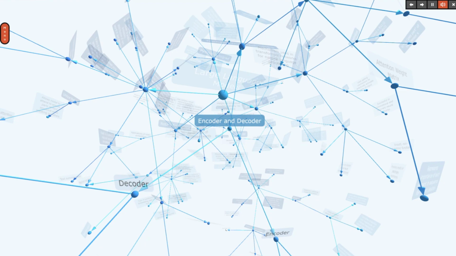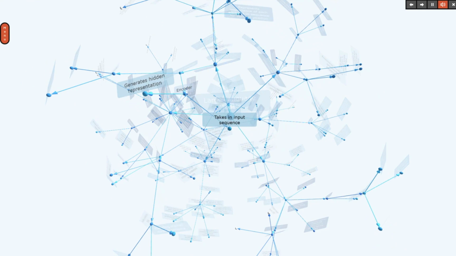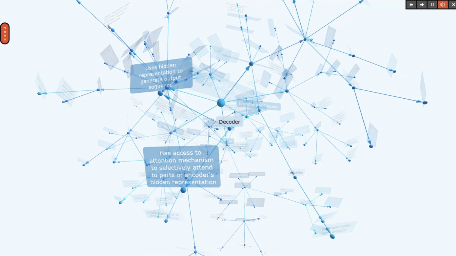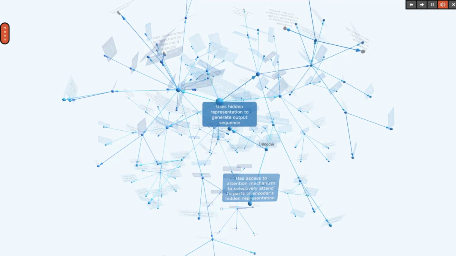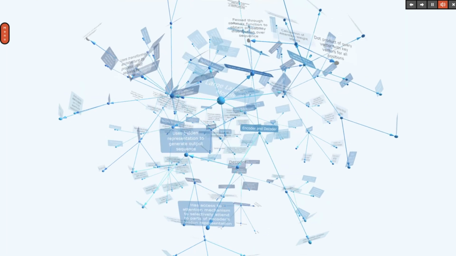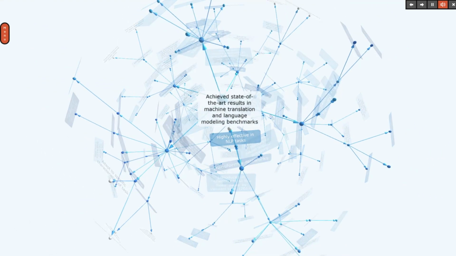Encoder and decoder. Encoder. Takes an input sequence. Generates hidden representation. Decoder. Uses hidden representation to generate output sequence. Has access to attention mechanism to selectively attend to parts of encoder's hidden representation. Highly effective in NLP tasks. Achieved state-of-the-art results in machine translation and language modeling benchmarks.